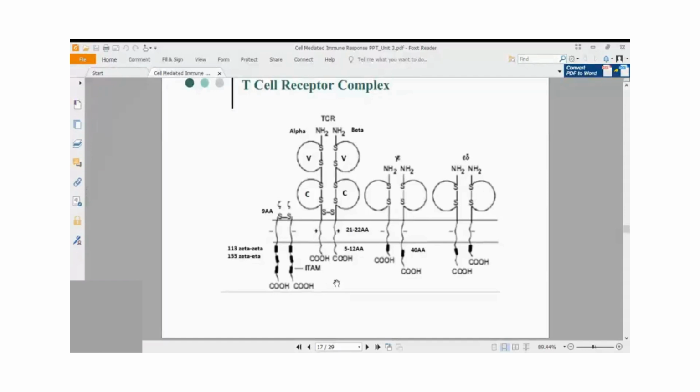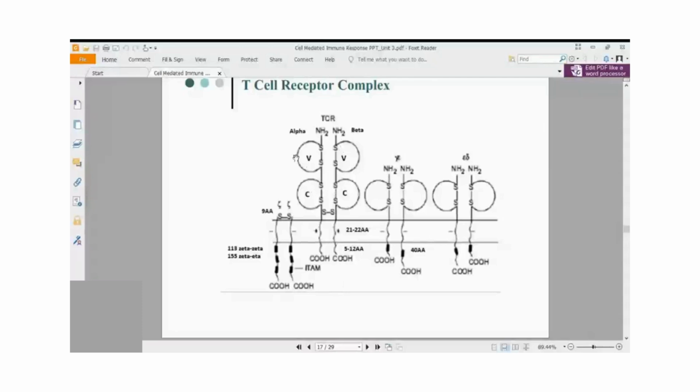Then I will talk about the T cell receptor complex, meaning the associated molecules, which are also called co-receptors, how they help in the activation of T cells and act as co-stimulatory receptors for the T cells. First, about the T cell receptor, TCR. In short form, it is called TCR.